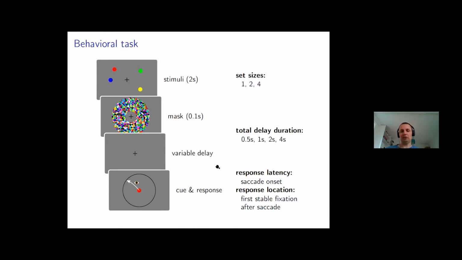And we get 2 measures out of that, the response latency, which we measure as the onset of this eye movement that the participant makes to make the response. And the response location gives us a measure of memory precision. So how closely they land with the eye movement to the original location is then a measure of how precisely they memorized that location.